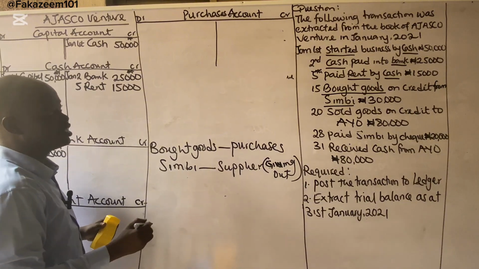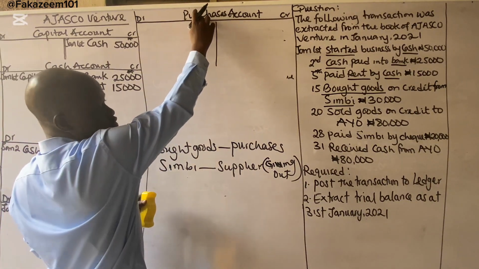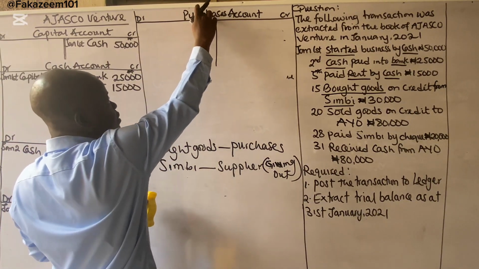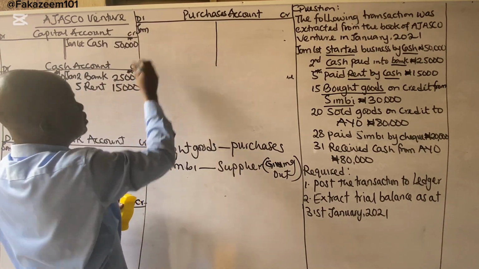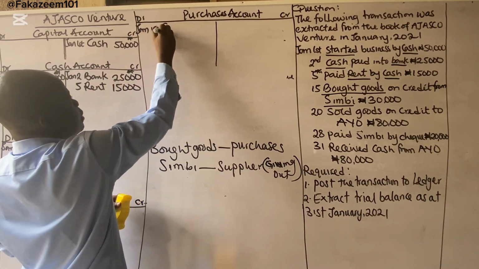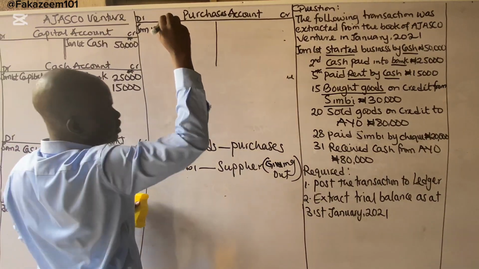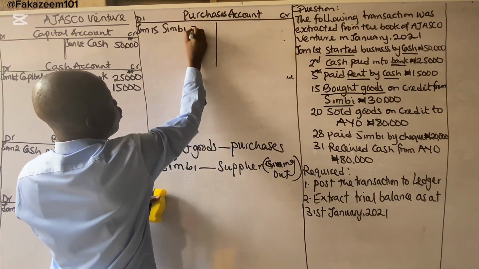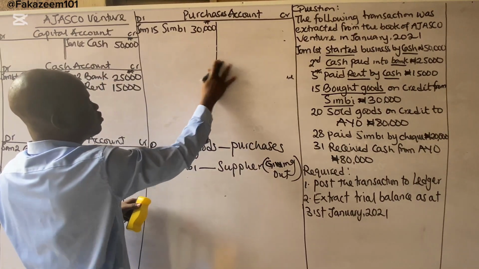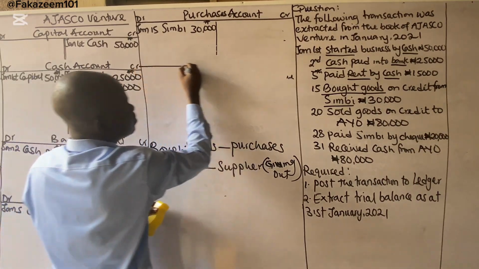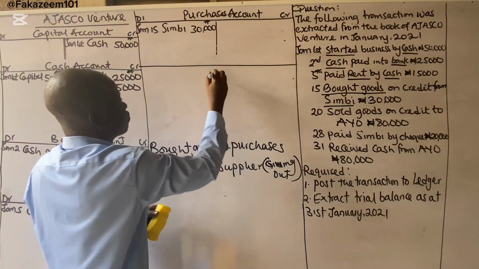In that case, what did the business receive? That is goods. And if the business receives goods, it has to be debited. January 15, the particular will be Simbi. How much goods did they receive on credit? 30,000. Who did they receive these goods from on credit? They received it from Simbi.